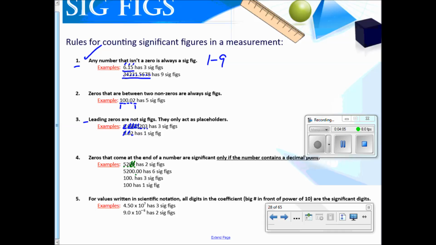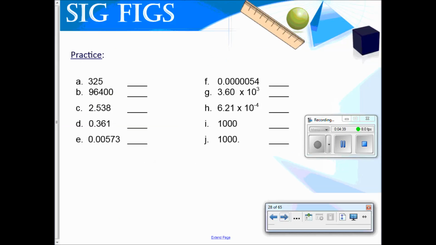This one has a decimal, so we do need to count these. So this has 1, 2, 3, 4, 5, 6. This one here has a decimal, so we need to count these. That would be 3. This one has no decimal, merely placeholding, so there's only 1 significant figure. And then for values written in scientific notation, all digits in the coefficient are significant. So this is scientific notation here, so all 3 of those are significant, and all 2 of those would be significant.